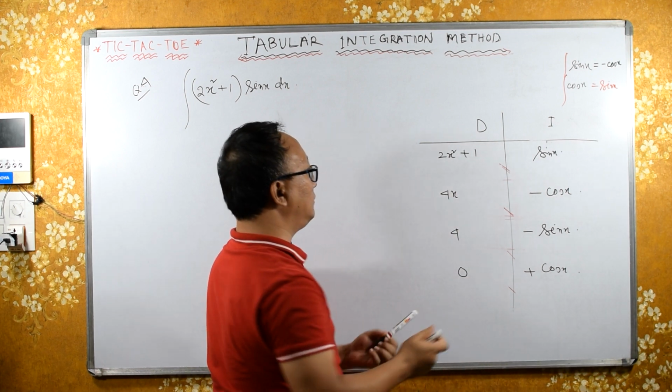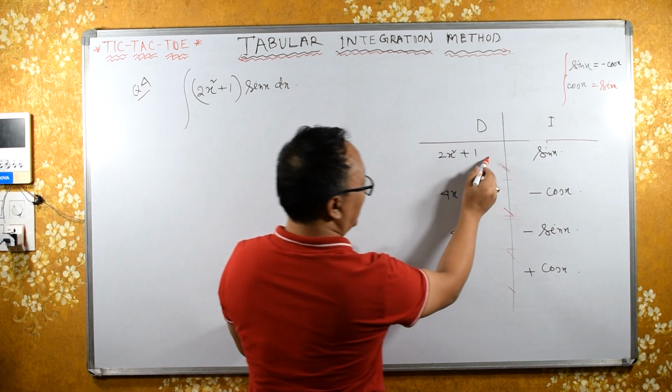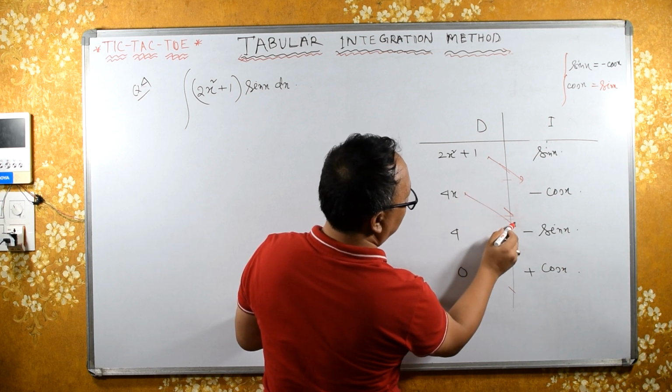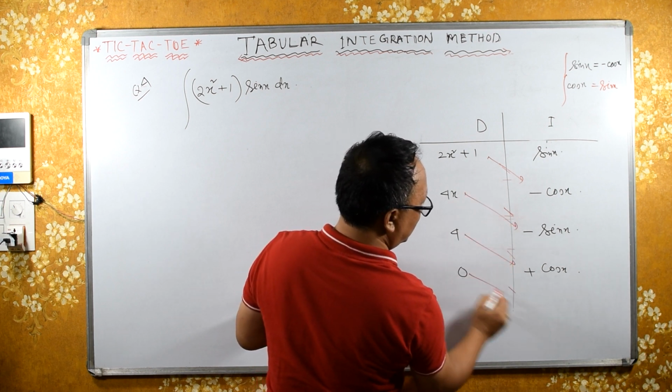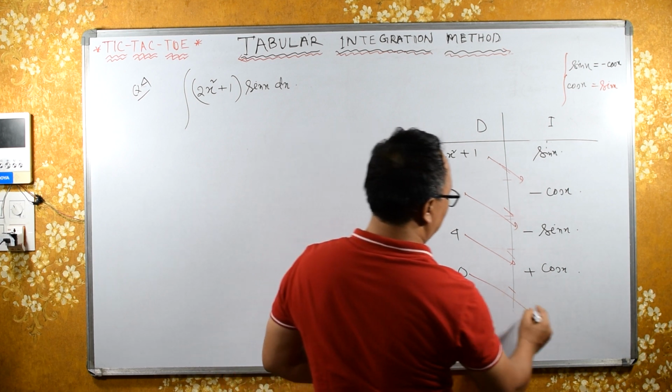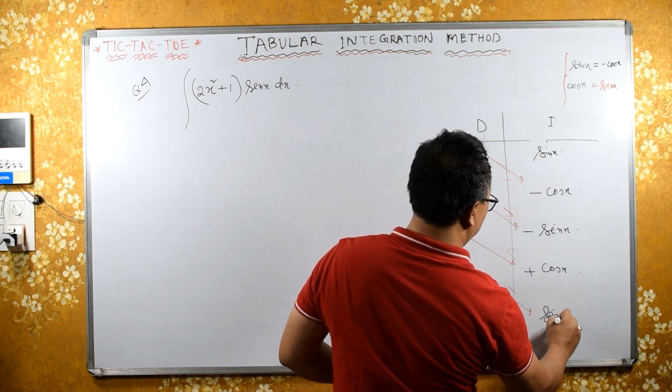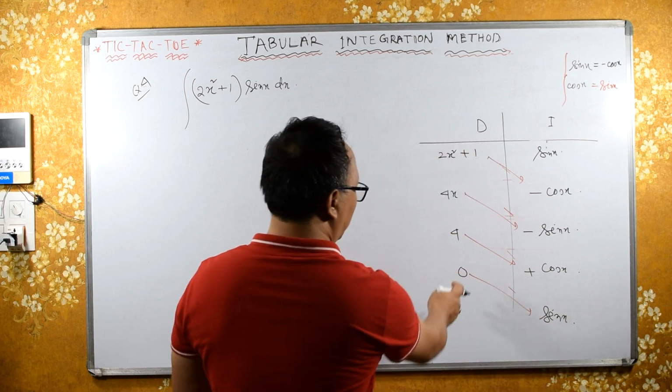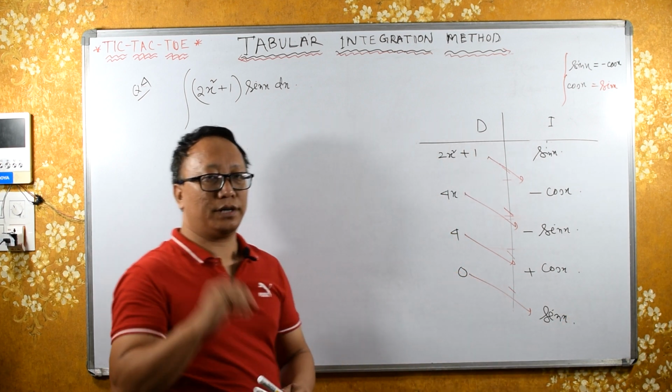Now here we have to multiply this way and this way and this way. 0 into here, what will come over here? Here the integration of cos is sin x, so sin x will come here, but 0 into this becomes 0.